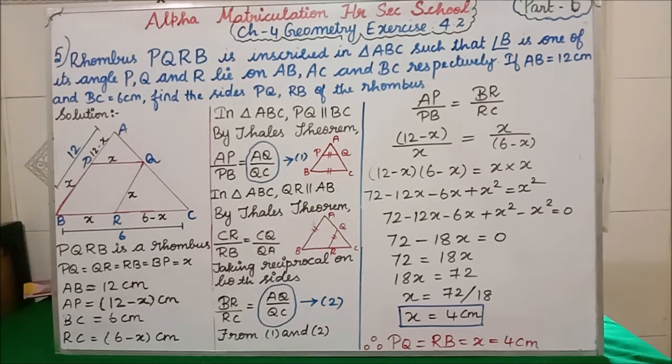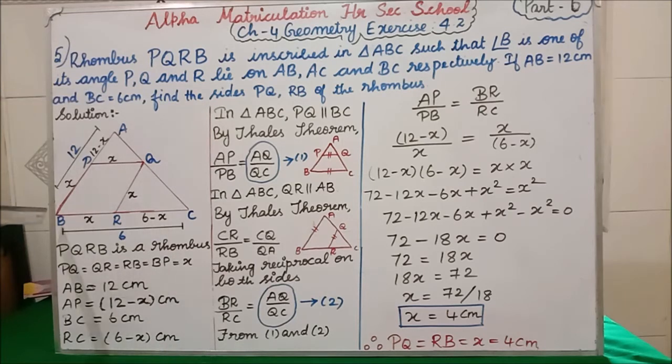PQRB is a rhombus. By the property of a rhombus, all the sides are equal, but we don't know any side, so we are writing all the sides. PQ is equal to QR is equal to RB is equal to BP is equal to X. We are taking that. Clear? In the question they have given AB equal to 12 centimeter, that I have written.